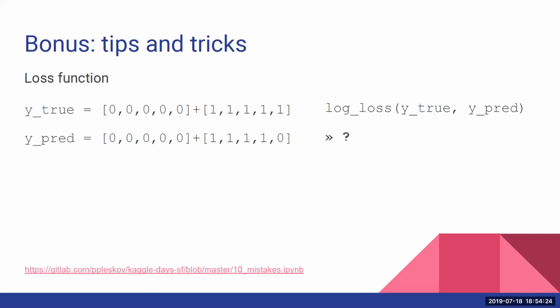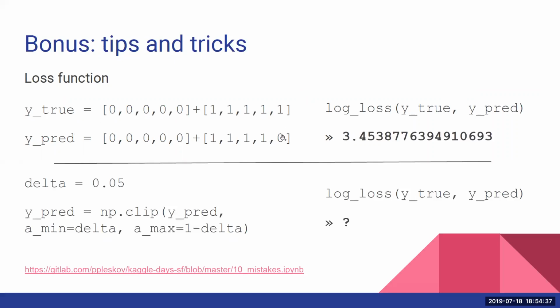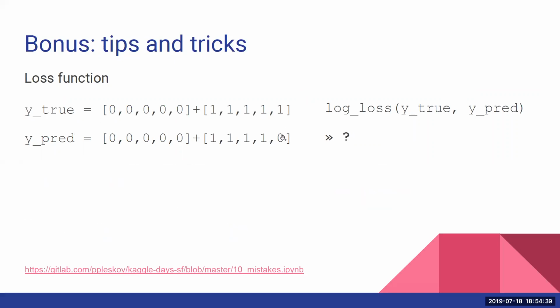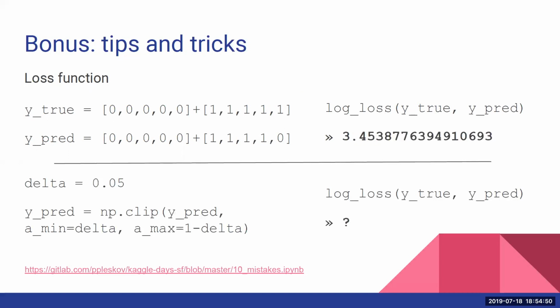I have a question. Let's see how involved you are. So we have a set of true labels and we have predicted labels. And as you can see, there is a difference in 1 digit, right? So what kind of loss will you get? You'll get a very high loss. Surprising, right? It's just the difference in 1 digit.